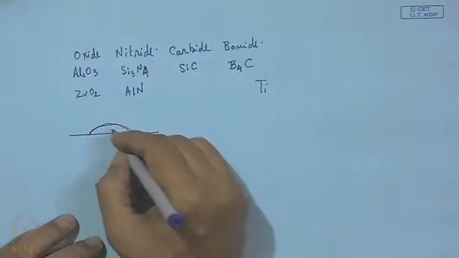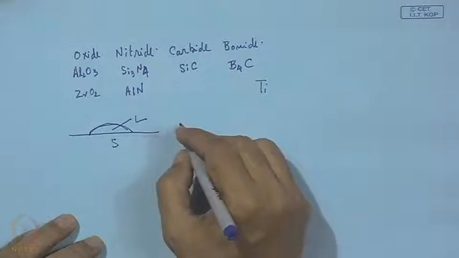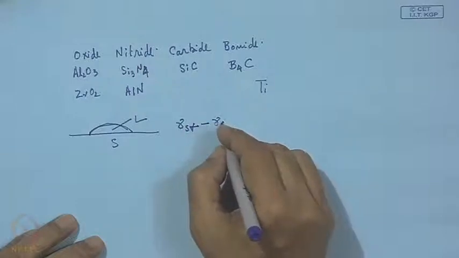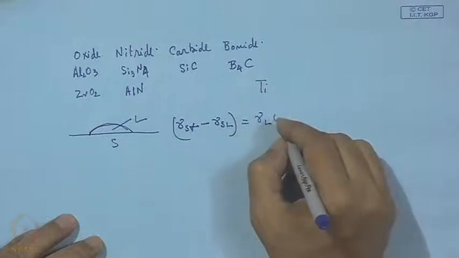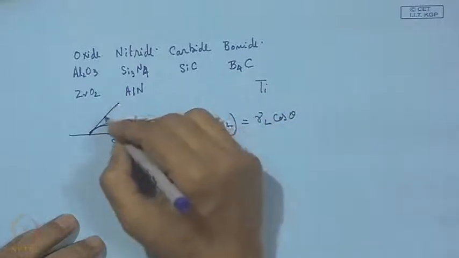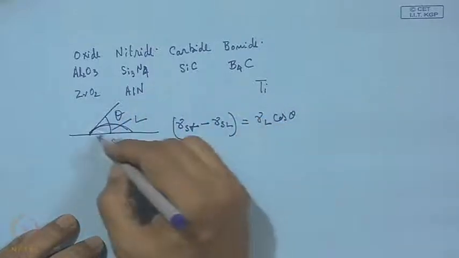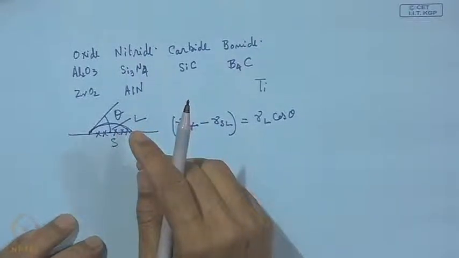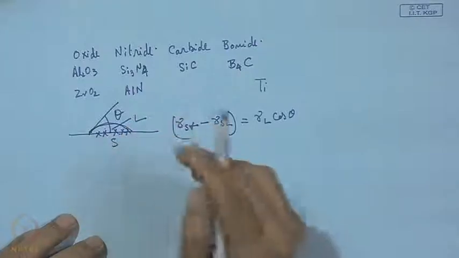In non-reactive wetting, if this is the liquid and this is the solid, then according to Young's equation, we can immediately write gamma SV minus gamma SL equals gamma L cos theta, where this theta is the contact angle. And there is no reactivity, and this interface is formed because of the very existence of physical force of attraction, what we know as van der Waals force of attraction. And then we have a two-phase system, liquid and solid.